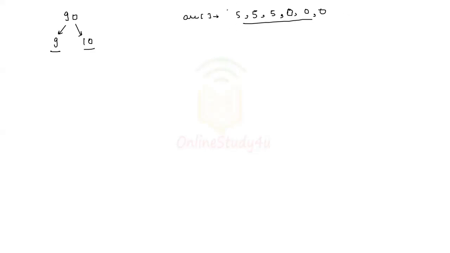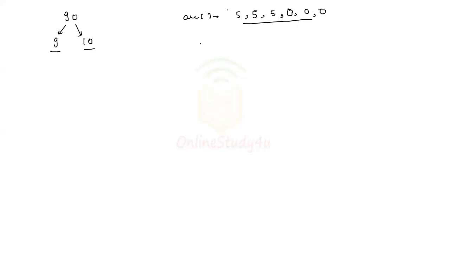Can you form any number from this that can be divisible by 90? I don't think so, because you only have three fives and three zeros. You cannot form any number.